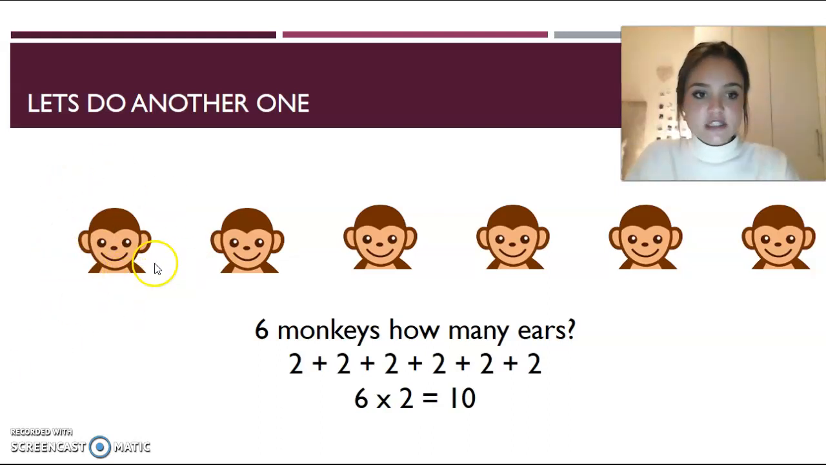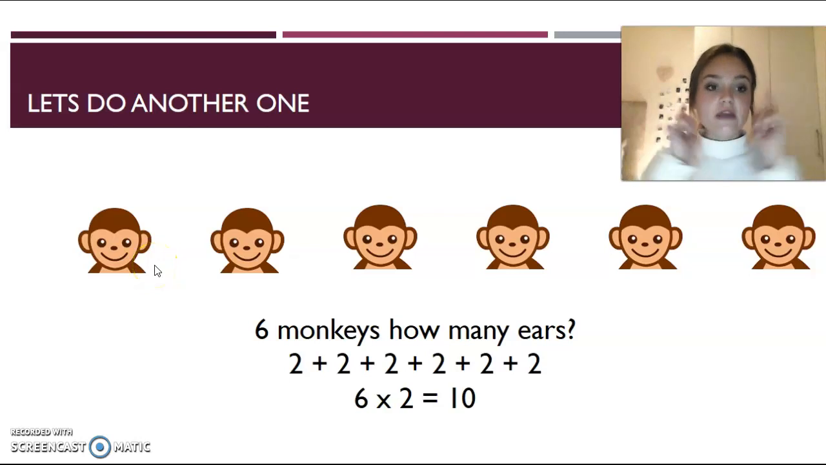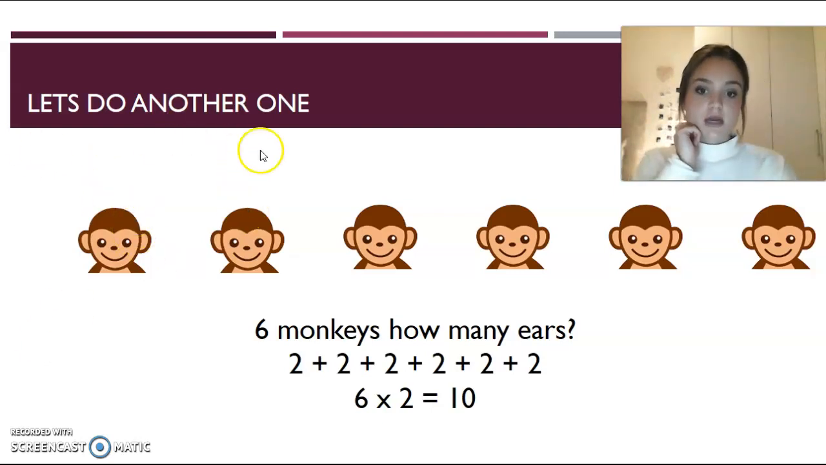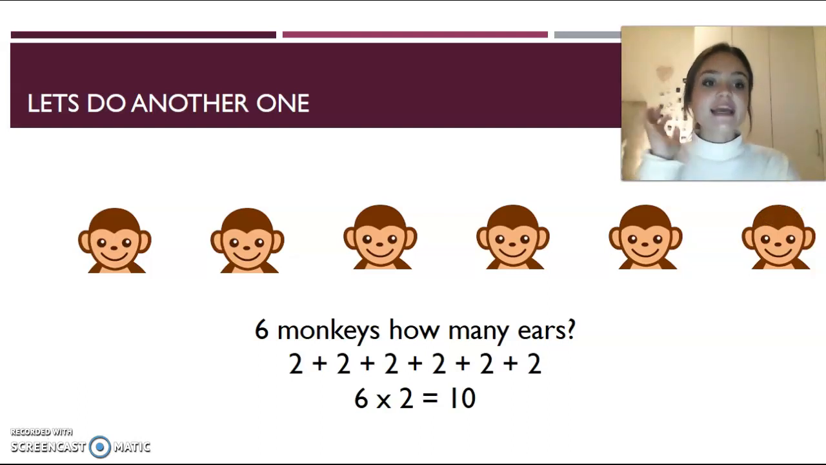On the first monkey, there's 2 we can see. So, we know that each monkey has 2 ears. We know there are 6 monkeys. So, we say 2 plus 2 plus 2 plus 2 plus 2 plus 2. But still, grade 2s, all these 2s are far too many. How can I shorten that? So, we have 6 monkeys with 2 ears. So, we have 6 groups of 2.